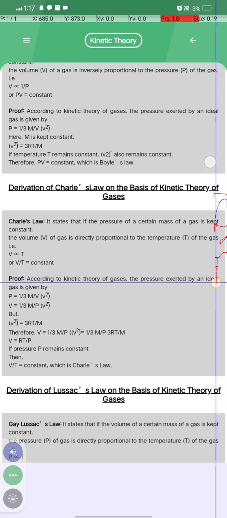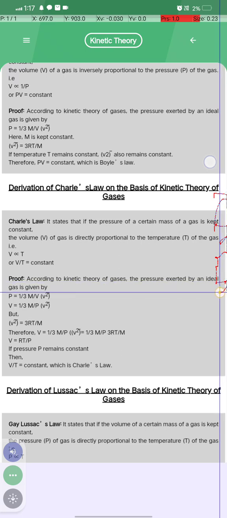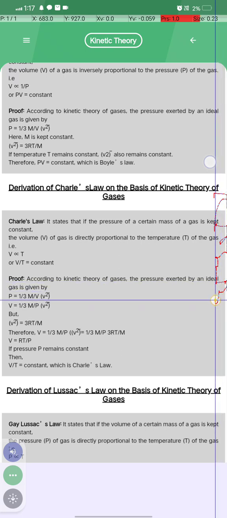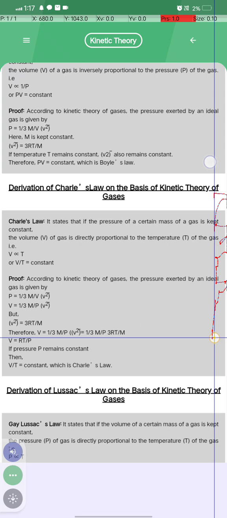Proof: according to the kinetic theory of gases, the pressure exerted by an ideal gas is given by P = 1/3 (m/V) v², so V = 1/3 (m/P) v². But v² = 3RT/M, therefore V = 1/3 (m/P) × 3RT/M, and V = RT/P. If the pressure P remains constant, then V/T = constant, which is Charles' law.